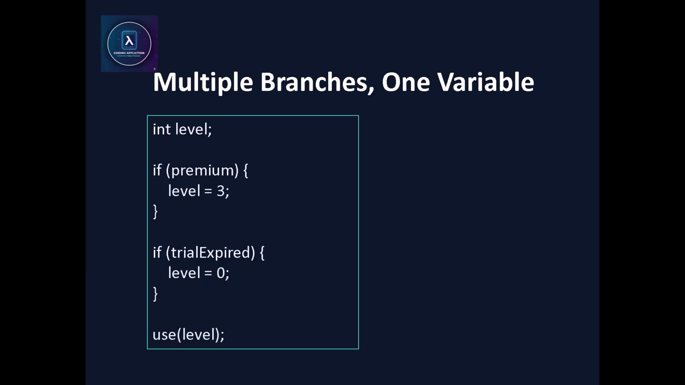Here's a classic late-stage bug. Each branch makes sense alone. Together, they fight silently. There is no primary path. There is only last write wins. If both conditions are true, the second assignment overwrites the first. Developers read this vertically. The CPU executes it temporally. The bug doesn't announce itself. It just waits.